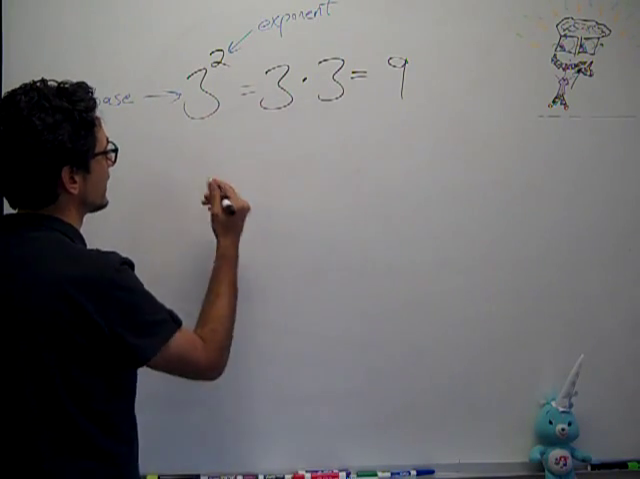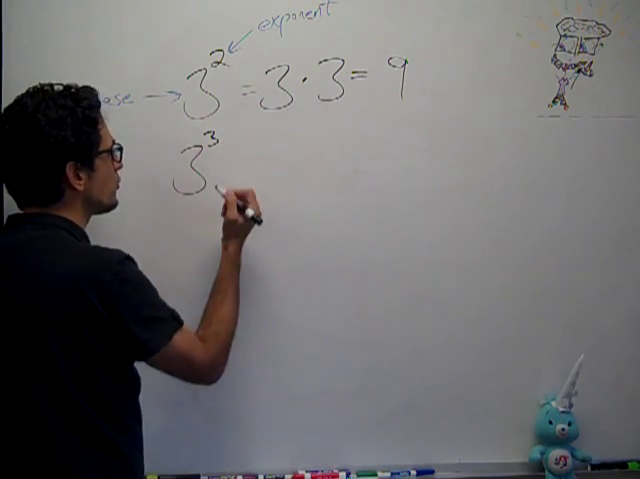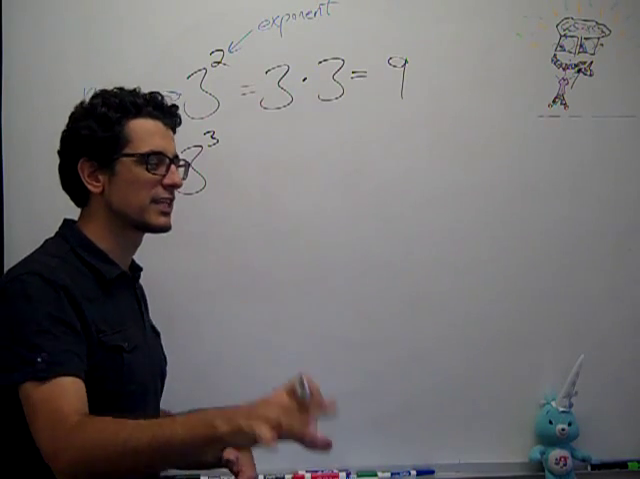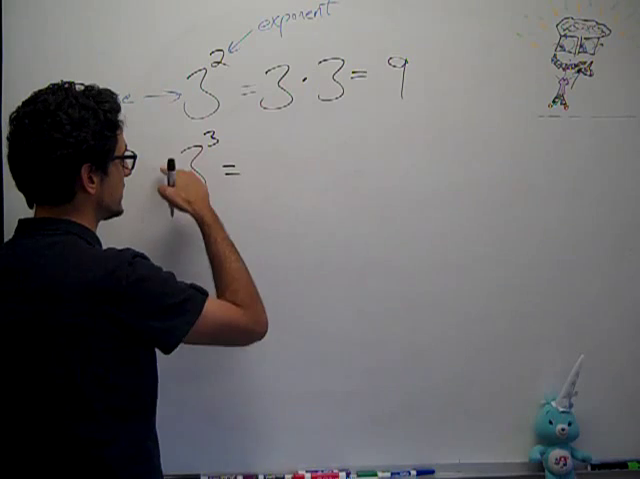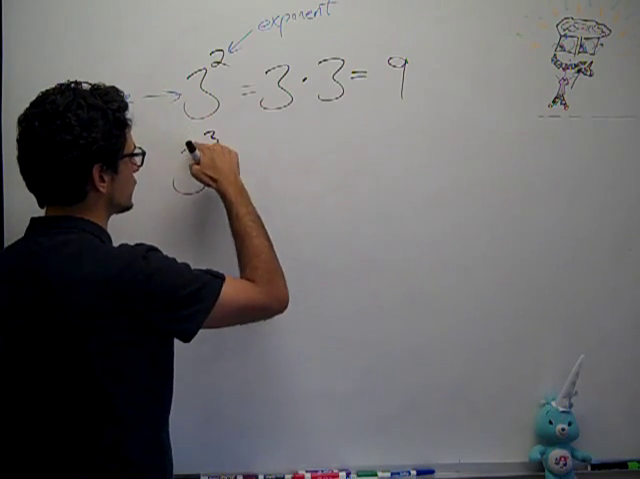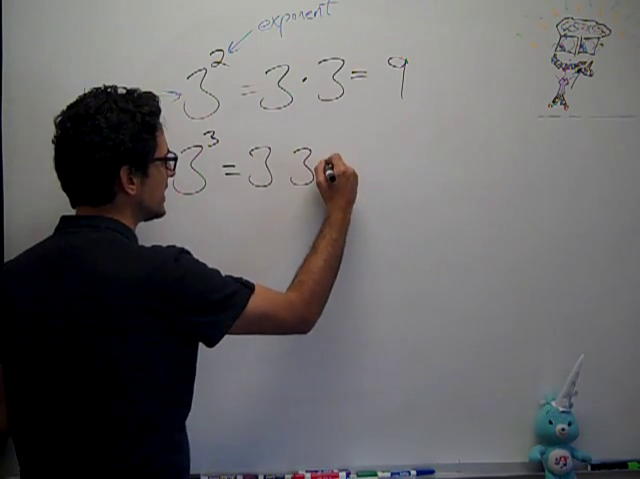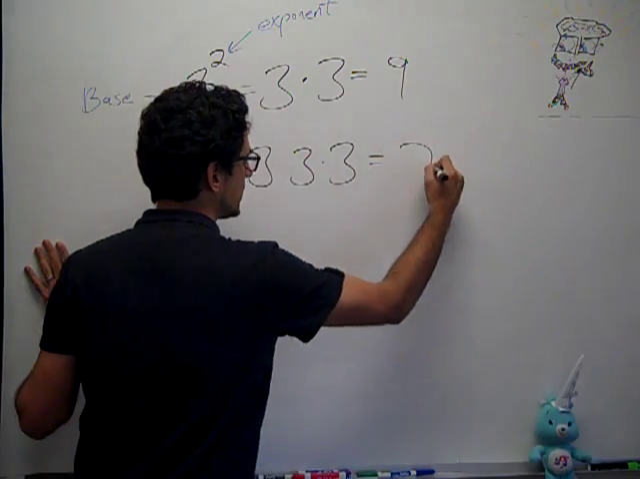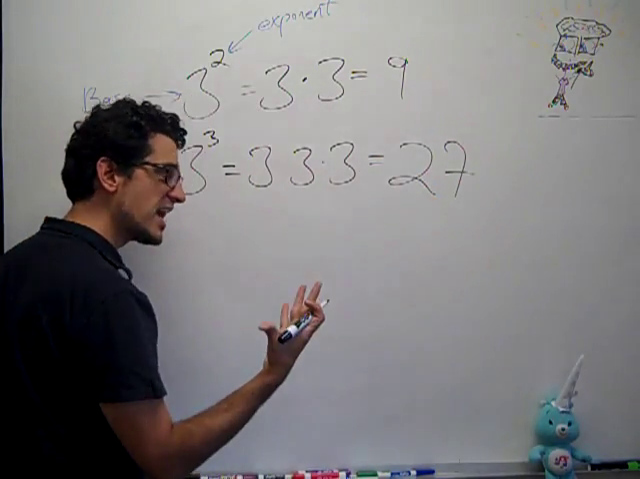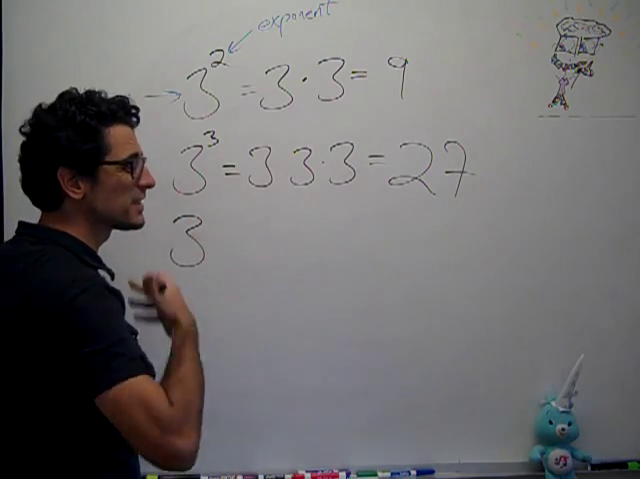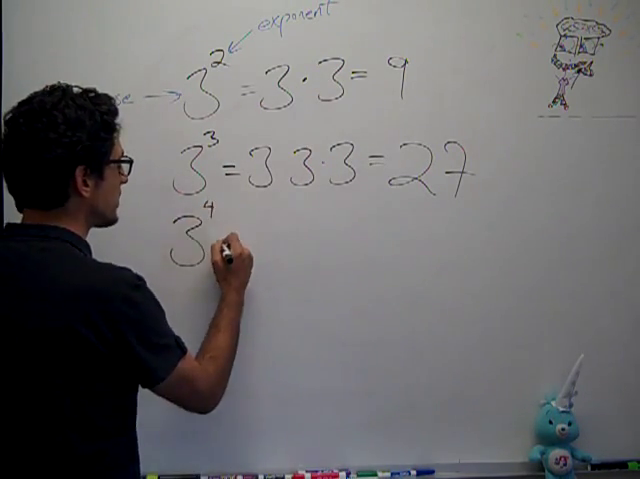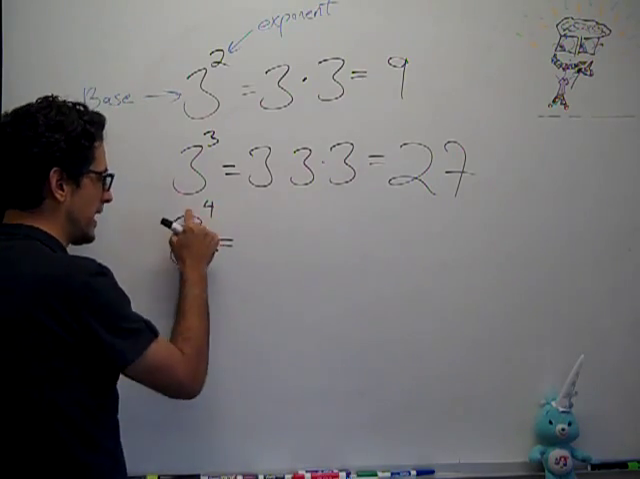What if I have 3 to the third power, also called 3 cubed, which we can explain a little later? I have this as my base, but there's going to be 3 of them. 3 times 3 times 3, which is going to give me 27. Okay, so then if I have 3 as a base again, but this time my exponent is 4, then what I'm looking at is 4 of these.